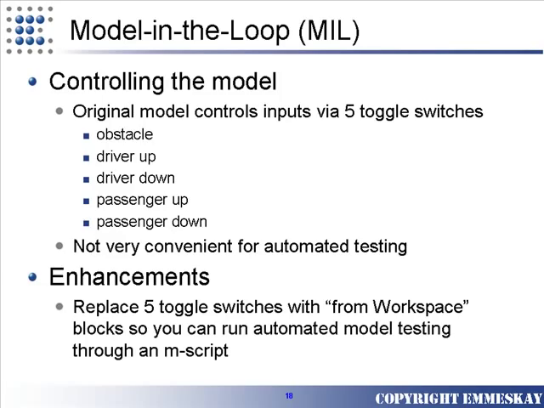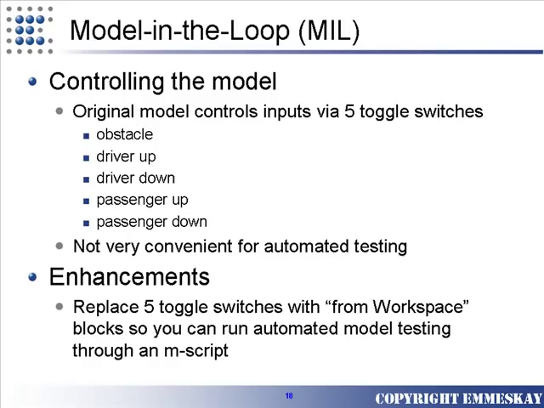To control the model, there are 5 toggle switches in the console subsystem. One to control whether or not there's an obstacle in the way of the window, one each for the driver up and down command, and one each for the passenger up and down command. Obviously, this is not very easy or convenient for automated testing.